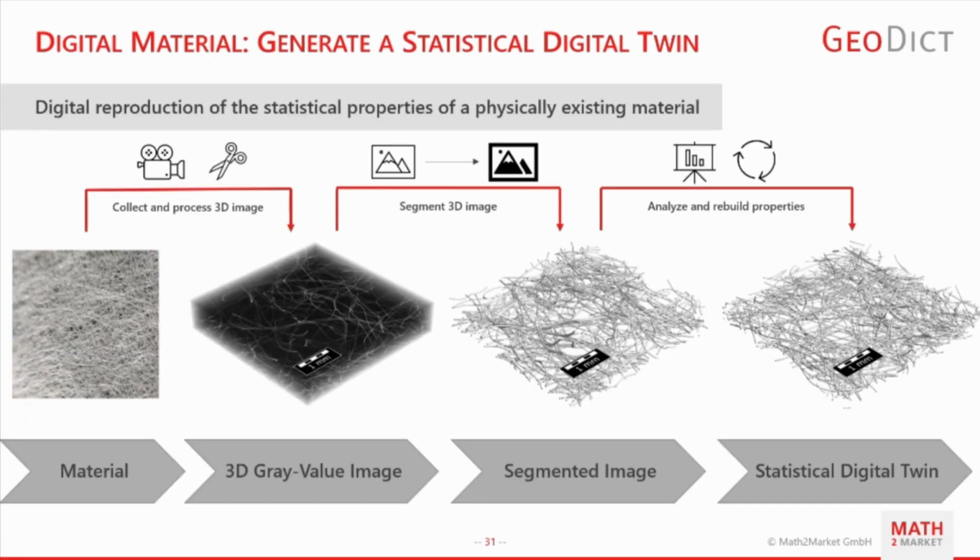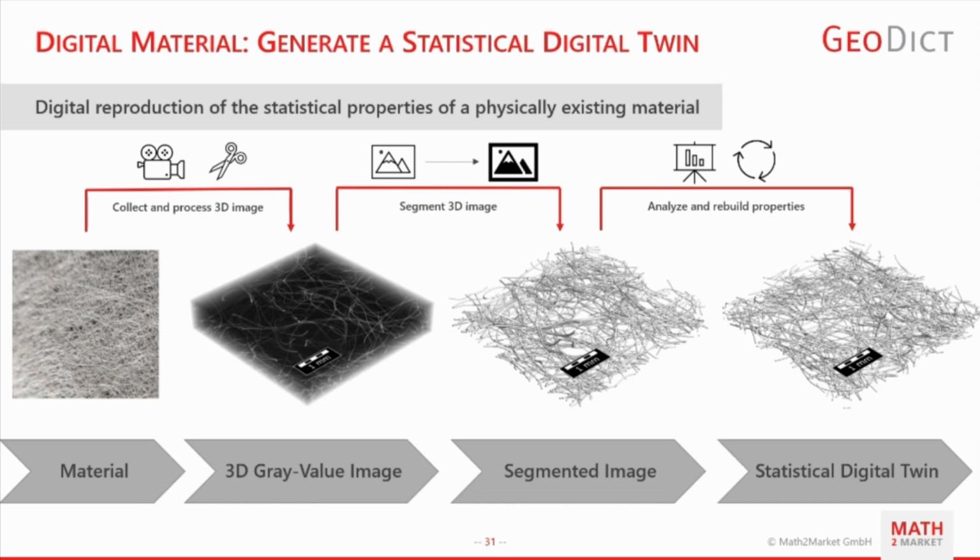The steps that we have to do to get a statistical digital twin is, well, we start with the real material, we make a 3D image of it, we segment this 3D image, so then we have the real material in the computer. We can analyze this image, and then we rebuild it virtually. So it means we don't use just the import, we create an image that has the same statistical properties, but we create this completely in the computer.